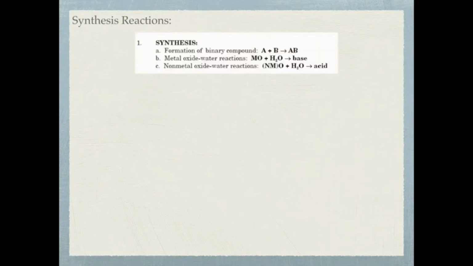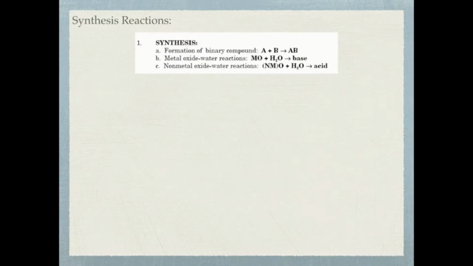Okay, so we've got three different types of synthesis reactions you can have. You've got 1A, and what's happening there is you have two different elements, element A and element B, and they combine together to form a compound, AB. For 1B, you have a metal oxide, so that's a metal with oxygen. For example, you could have sodium oxide, magnesium oxide, calcium oxide, aluminum oxide. It reacts with water and it forms a base. We'll look at what makes a base in just a second.